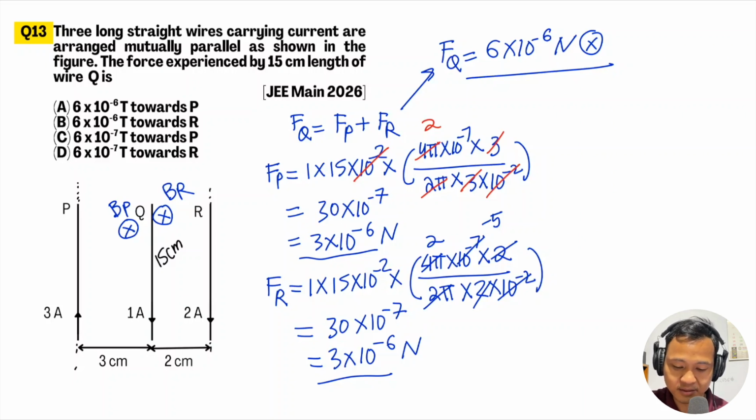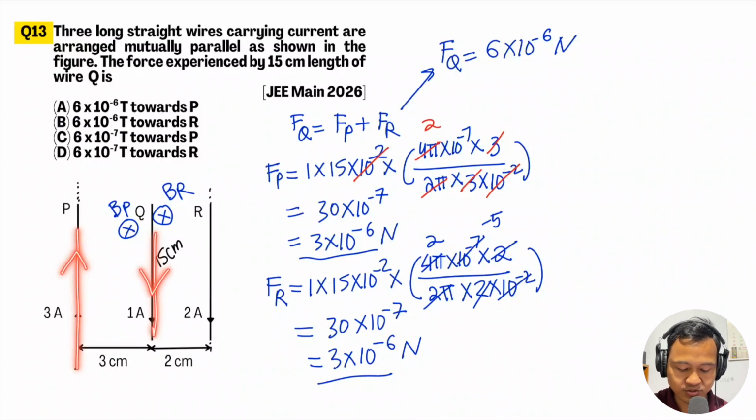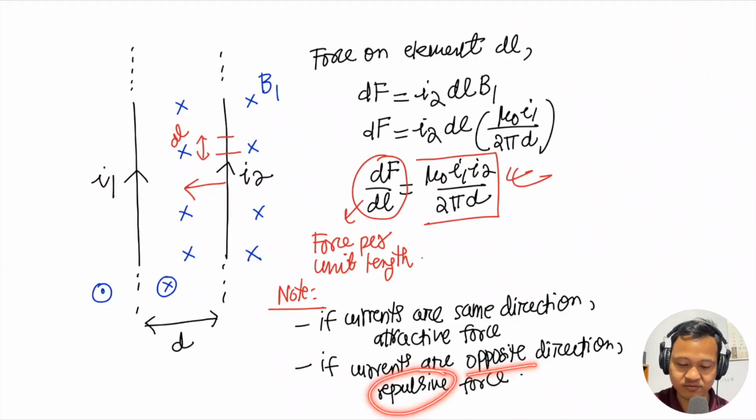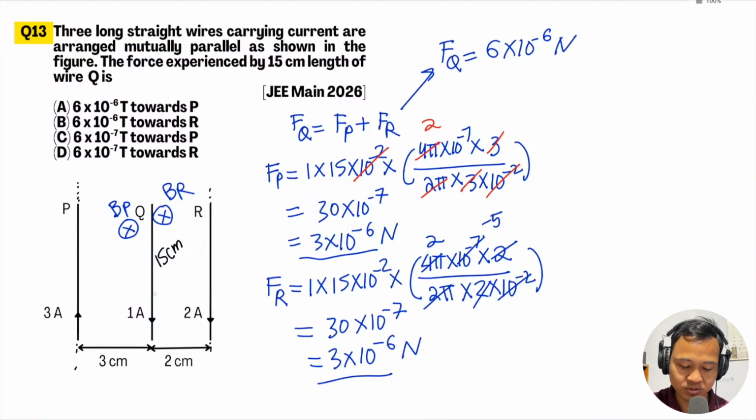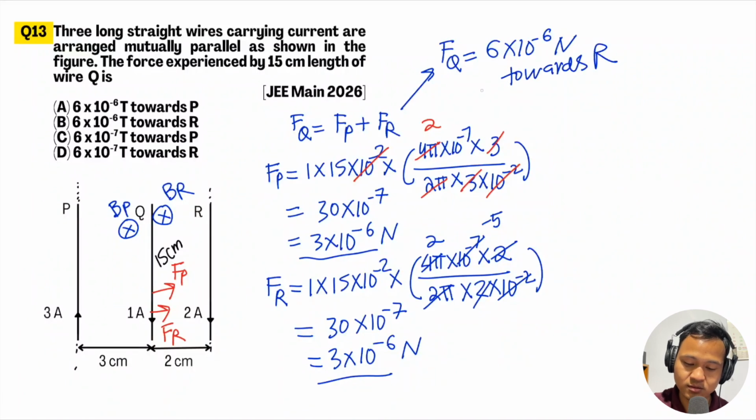Now the force is into the plane, so we need to decide whether it is attractive or repulsive. The current in P and Q is in opposite directions, so it will be repulsive. Repulsive means due to P the force is towards the right side. Now Q and R are in the same direction, so it will be attractive, so due to R the force is towards the right. Therefore the net force is towards the right side, that means towards R. So it is option B.